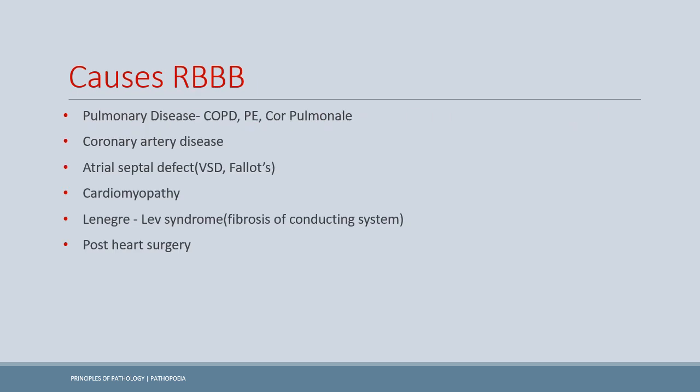Now let's see briefly the causes of the right bundle branch block. Pulmonary disease is one of the causes of the right bundle branch block. They can be COPD, pulmonary embolism, or cor pulmonale. The right bundle branch block may also be seen after coronary artery disease or with any atrial septal defect or cardiomyopathy.